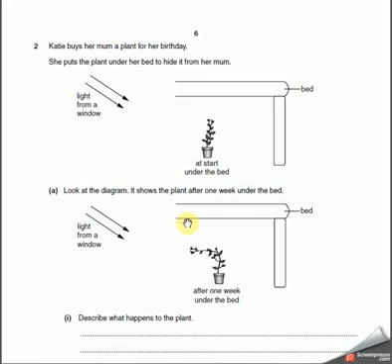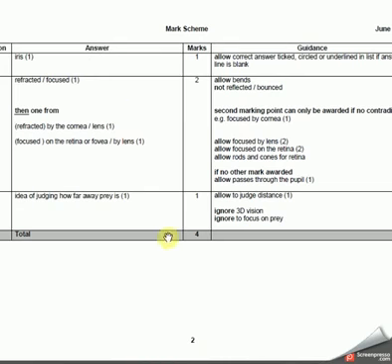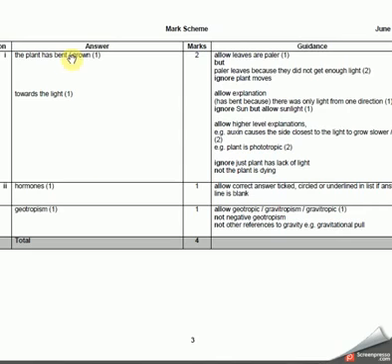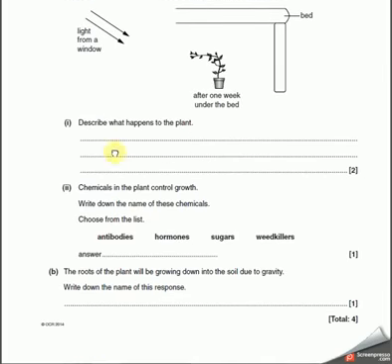Katie buys her mum a plant for her birthday. She puts a plant under a bed to hide it from her mum. Okay, this is the bed. Obviously, always look at the diagram, by the way, guys. And that is light coming from the window. The diagram shows a plant 1 week underneath the bed. After 1 week under the bed, you can see that the plant has moved to it. Describe what has happened to the plant. Well, the plant has obviously grown towards the light. Looking at the mark scheme, they say the plant has bent, grown, towards the light for the second mark. Easy peasy.